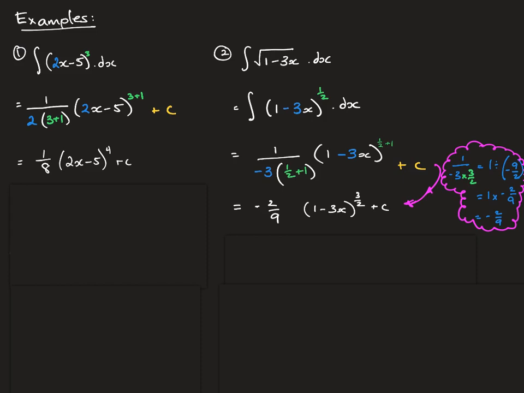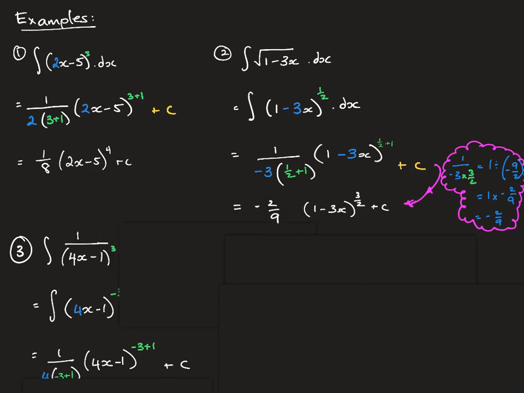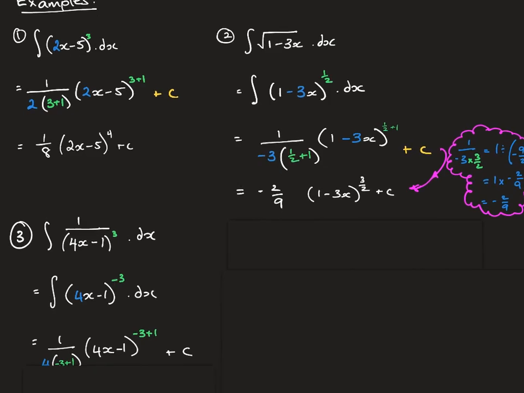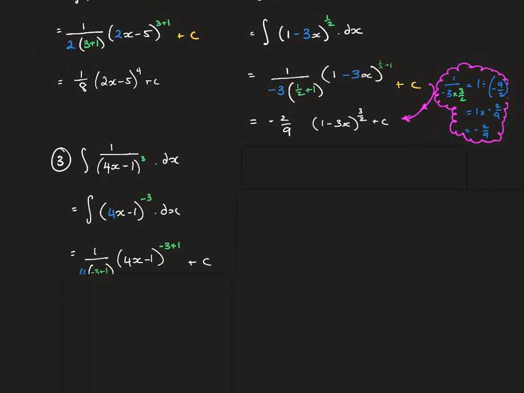So let's have a look at another question. Okay, so let's look at this one. Again, it doesn't look exactly like it appears on the formula sheet, but we can write this 1 over to the power of 3 as minus 3, and then we have exactly what we had on the formula sheet before. We follow the pattern and simplify out to get our answer. So here, minus 3 plus 1 is minus 2, 4 times minus 2 is minus 8, and our minus 3 plus 1 is minus 2.